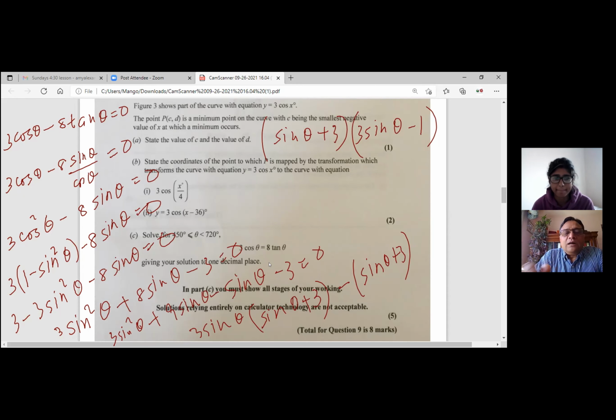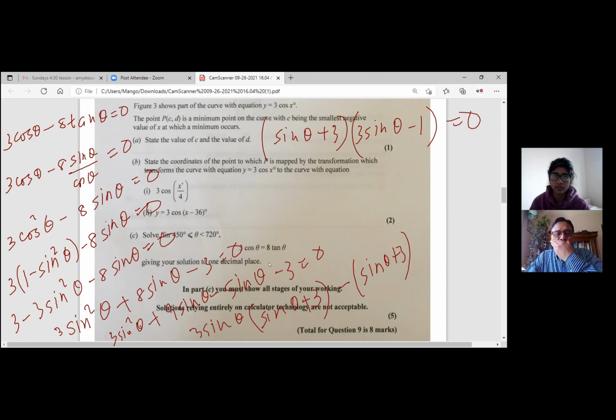So basically, let me just summarize this. We'll bring tan theta to one side, multiply by cos theta. So you get a quadratic equation: 3 cos square theta minus 8 sine theta equals 0. And cos square theta is replaced by 1 minus sine square theta. Open the bracket, and you get a quadratic equation in sine theta. Now, factor this equation. Once you factor, you get sine theta plus 3 times 3 sine theta minus 1. This is the equation which we are going to solve.